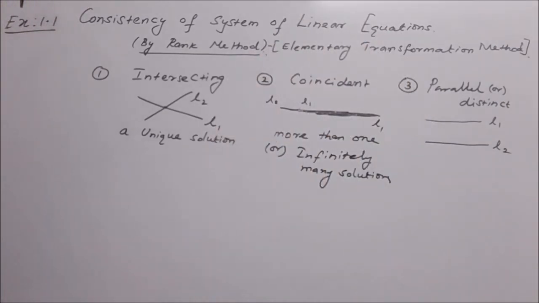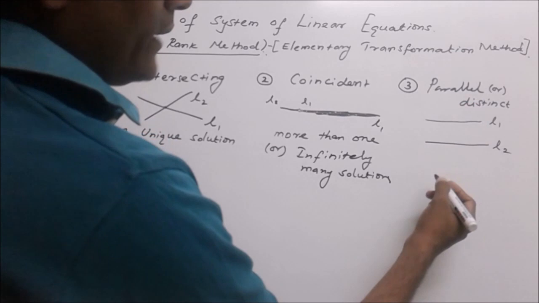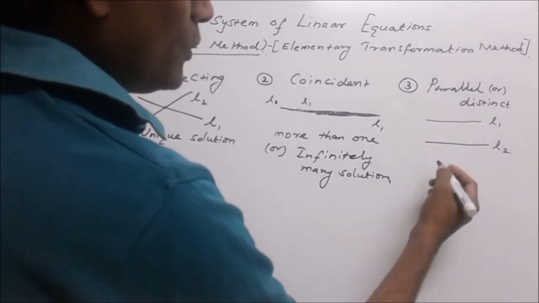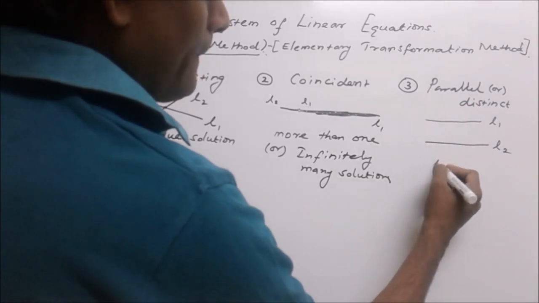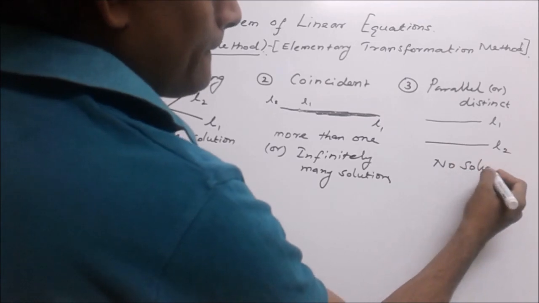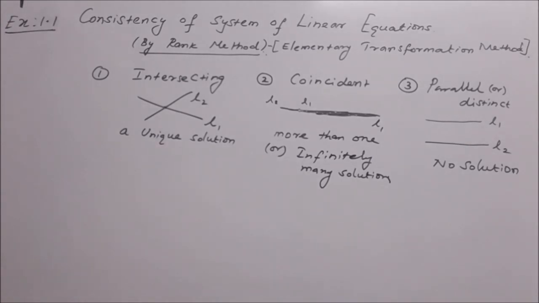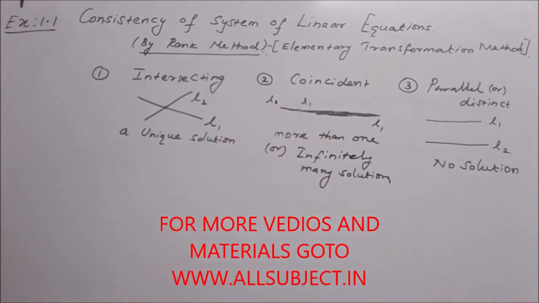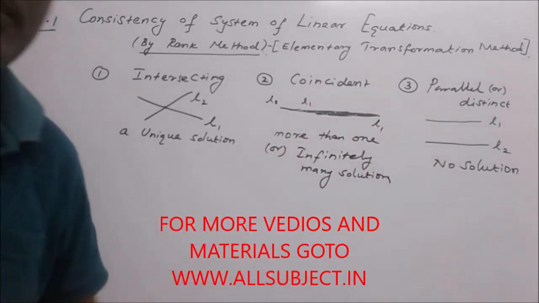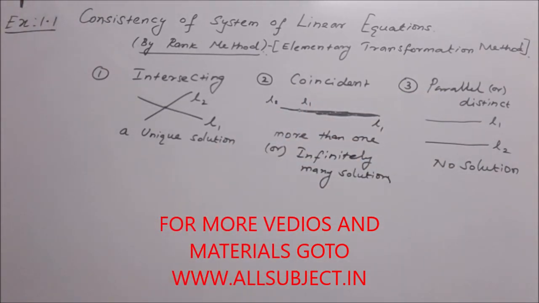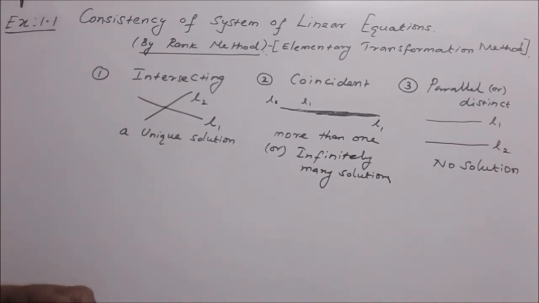The third case, parallel or distinct. There is no common point between these two lines. Therefore, these two lines have no solution. So, if we consider two lines in a plane, either they are intersecting, or coincident, or parallel or distinct. These are basic things to learn about the consistency.